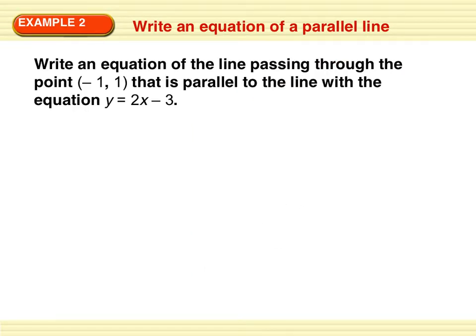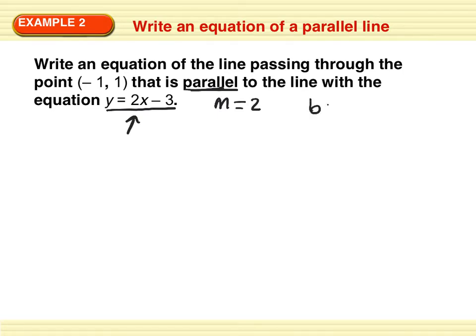Okay, so this says write an equation of the line passing through the point negative 1, 1 that is parallel to the line with the equation of y equals 2x minus 3. If something is parallel to this line, why do I care about that? What is important about that? They have the same slope. And what is the slope of this line right here? The slope of that line is 2, which means the slope of our line will be 2 as well because they are parallel. So write an equation of the line that passes through the point negative 1, 1 and is parallel to the line with the equation y equals 2x minus 3.